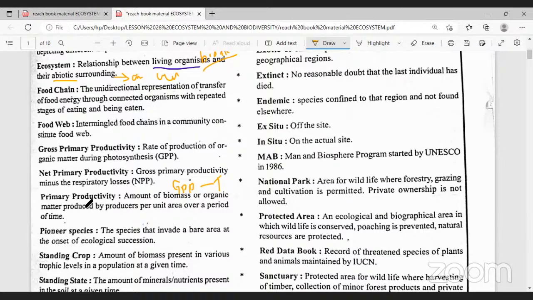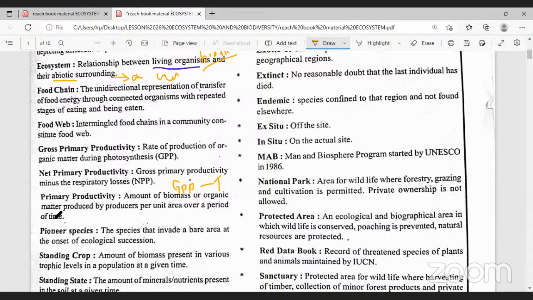Primary productivity, net primary productivity, gross primary productivity. What is primary productivity? It is the amount of biomass or organic matter produced by the producer per unit area over a period of time. So this is very, very important. What is the meaning of it? Just take an example: 1 acre of sugar cane is there.